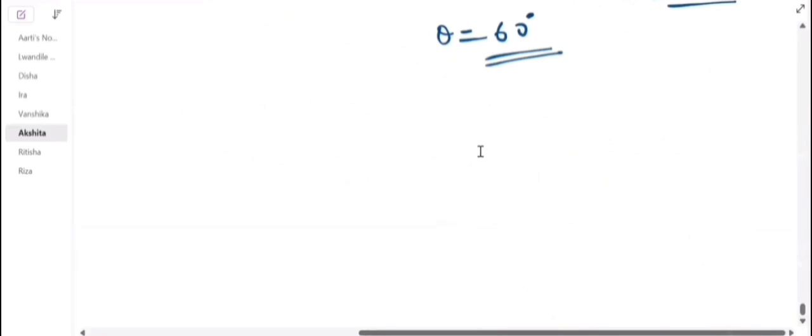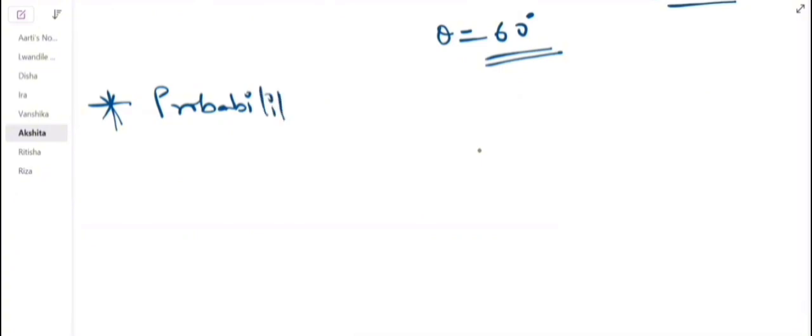Okay. So now let's have a look at the probability waves, how they will look. It basically looks like an interference wave pattern. Okay. Let me show you that part also.